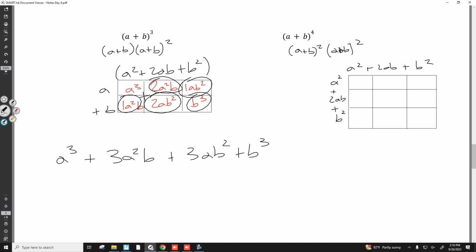Okay. Here we go. A squared, a to the fourth. 2a cubed b, a squared b squared. 2ab times a squared, 2a cubed b, 2ab, 4a squared b squared. 2ab, b squared, 2ab cubed. A squared, b squared, a squared b squared. 2ab, b squared, 2ab cubed. B squared, b to the fourth.